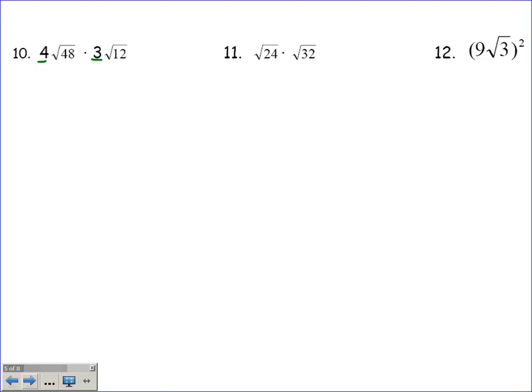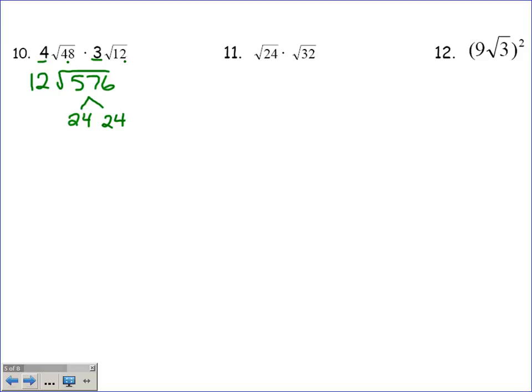Number 10, written in a slightly different way, but we use the same method. This is 4 times 3, which is 12. We'll multiply 48 and 12 together, and we'll get 576. If you're really smart, you could either use 48 and 12 here, or you could realize that 576 actually breaks down into 24 times 24. It is a perfect square.